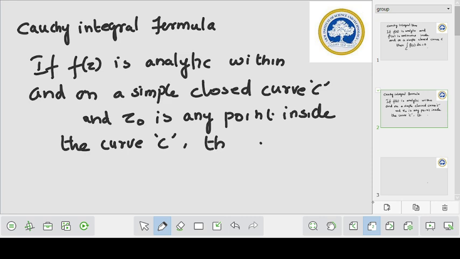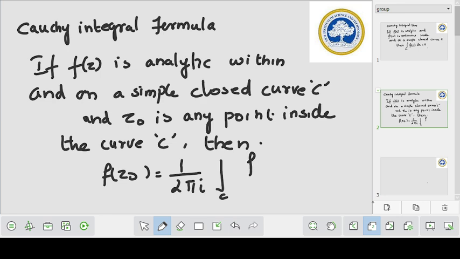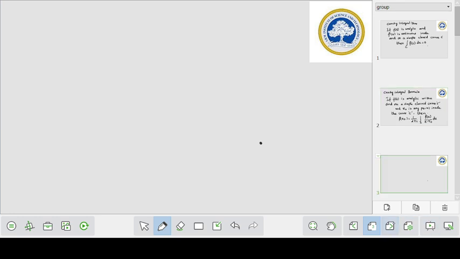then how will you find out the point? Your f of z naught is 1 by 2 pi i line integral over C f of z by z minus z naught dz, and here the integration around C is taken in the positive sense. Now let us see one example of this type. So how will you find out the value of this function?